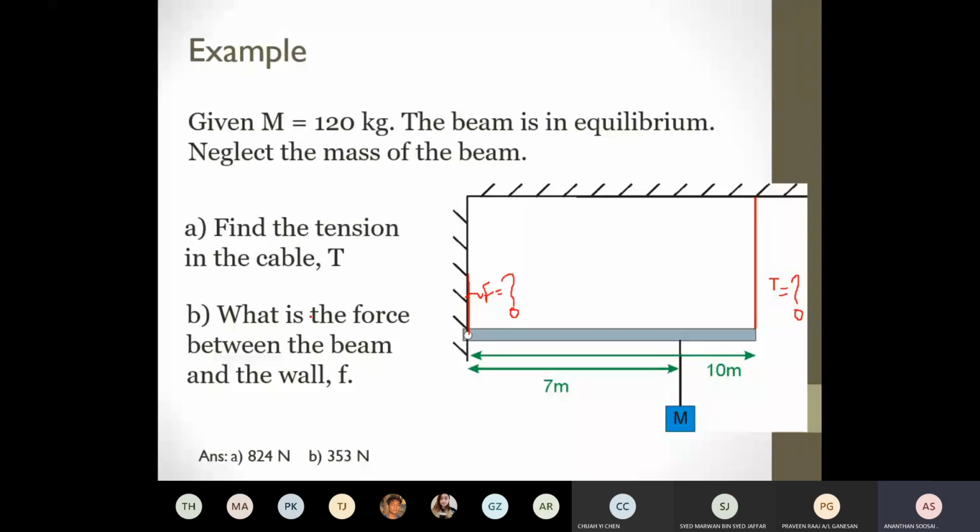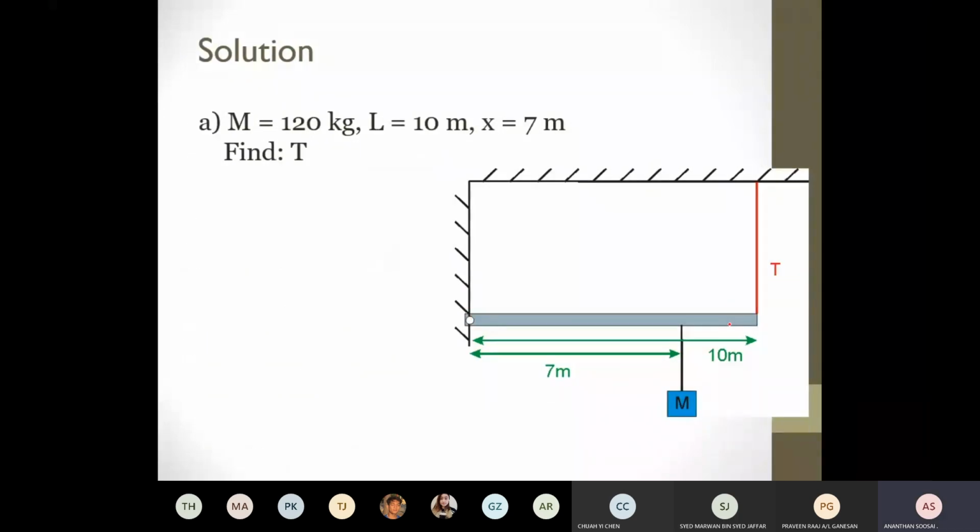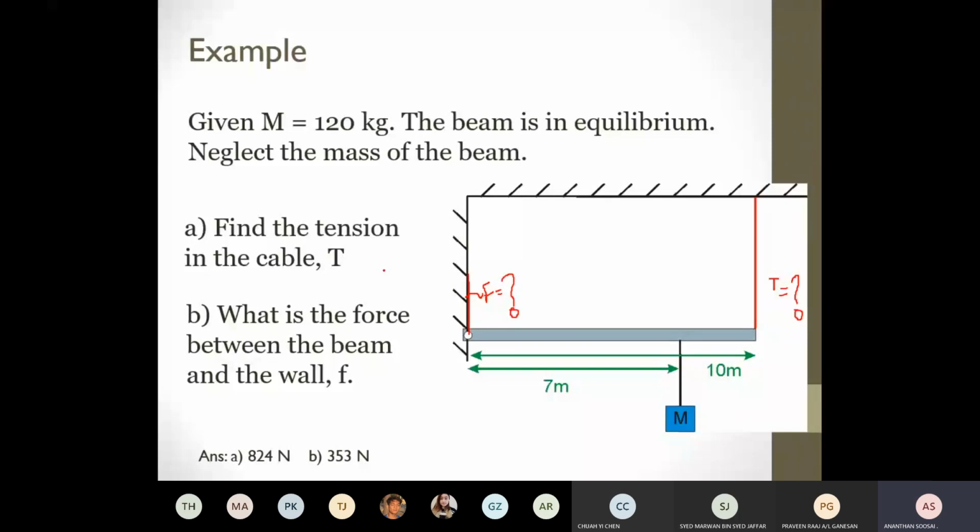First, find the tension in the cable T. How do you find the tension here? Do you go for moment or do you go for net force? So if you go for resultant force, the force up equals the force down. How many forces are acting up here? The F and T, two unknowns. Then the force down is the weight of the object, 120 kilogram.